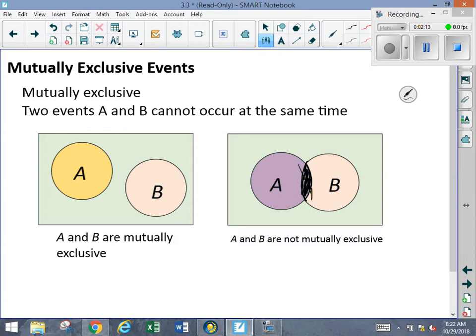Alright, so if event A is it is a cat, and event B is it is a dog, this makes sense, right? There is no one thing that is both cat and dog, unless it's cat dog. So that would be cat dog right there.